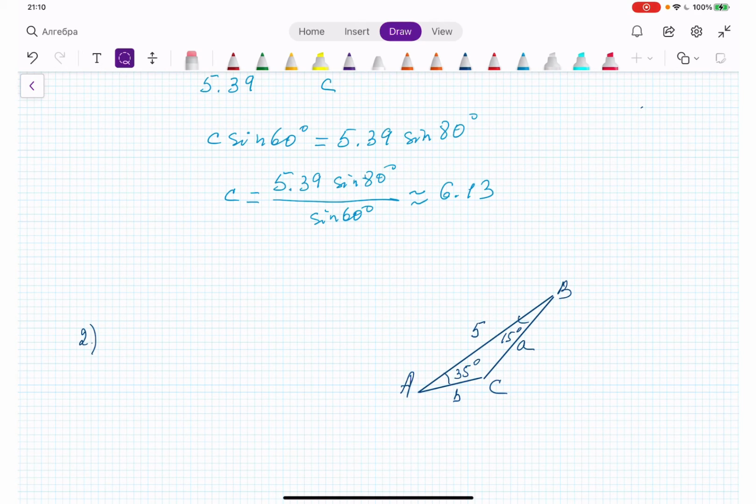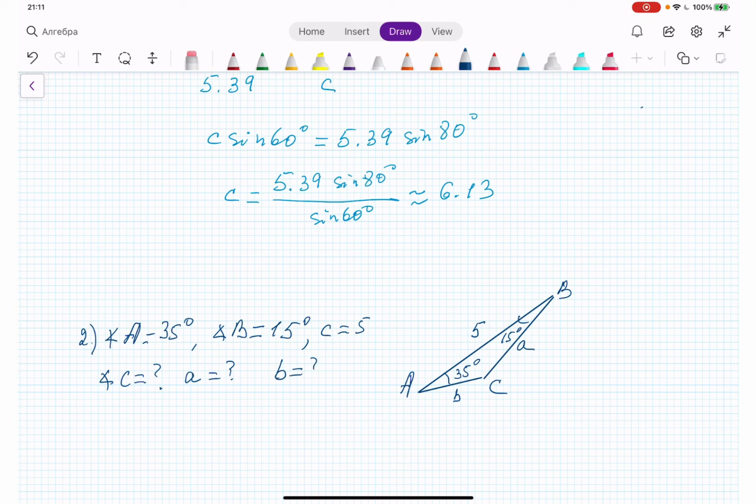Here we have a triangle. So what is given? It's given angle A is equal to 35 degrees, angle B is equal to 15 degrees, and side C is given equal to 5. So we need to find angle C, we need to find side A, and we need to find side B.